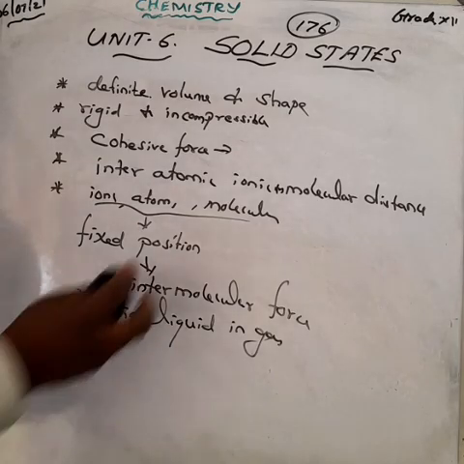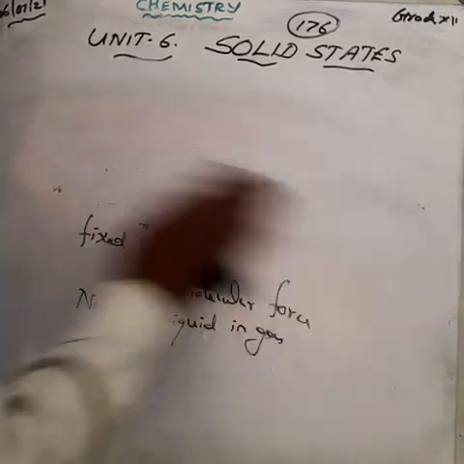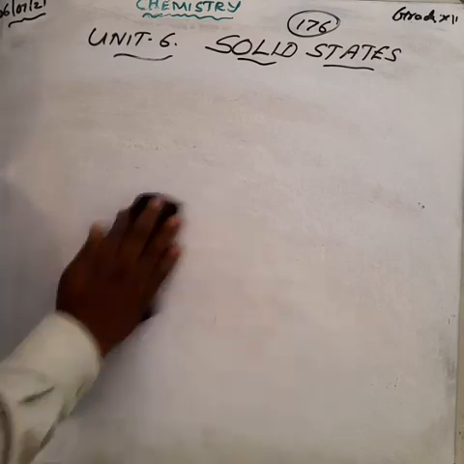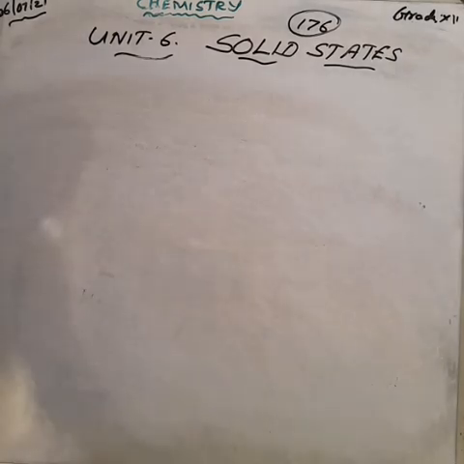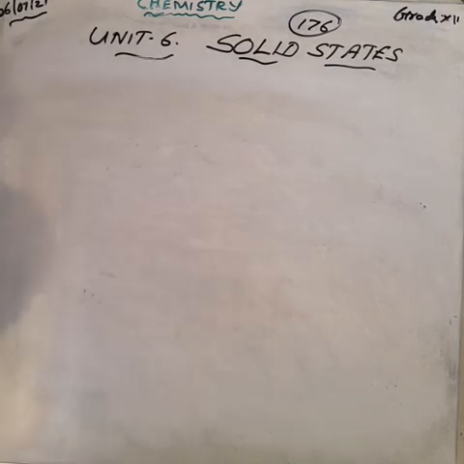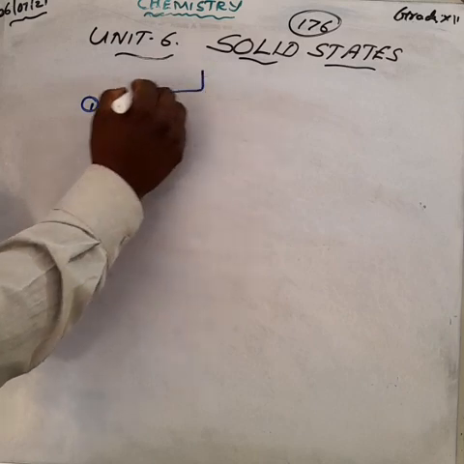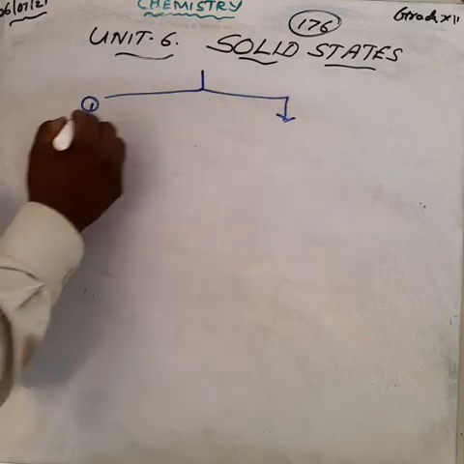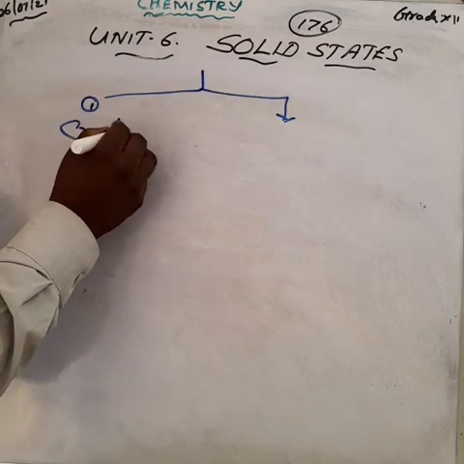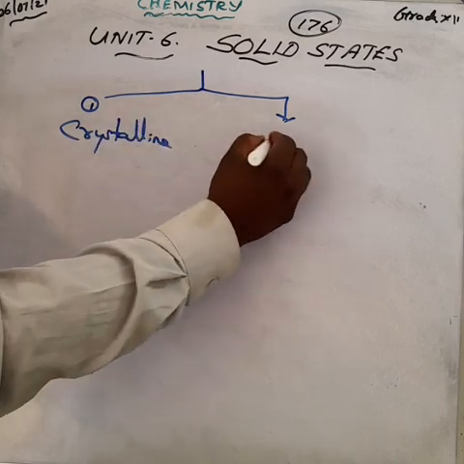Next, we can discuss the classification of solid. What is the classification? The classification of solid is broadly classified into two types. One is crystalline solid. Another one is amorphous solid.